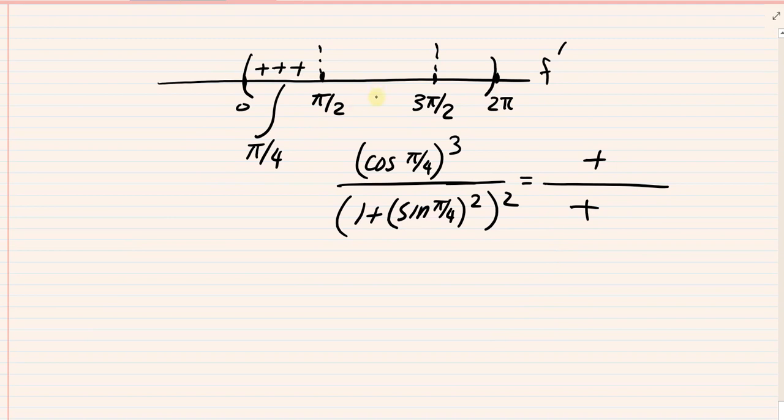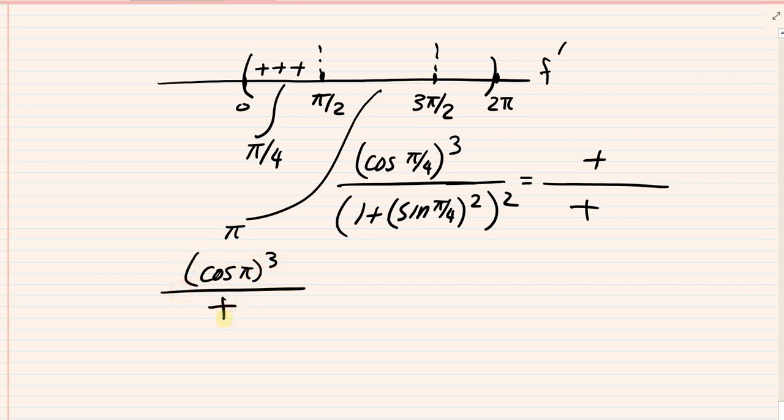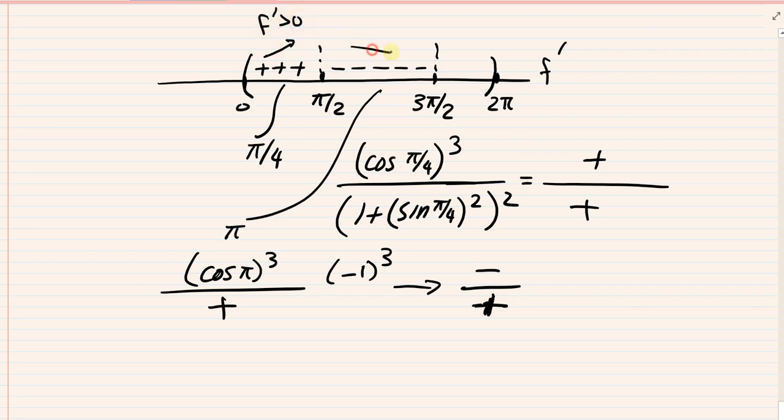Now, between pi over 2 and 3 pi over 2, that's between 90 and 180, let's choose pi. Okay, now we have cosine of pi cubed over the denominator. Remember, it's always a square, so it's always positive. I don't even test in that. Cosine of pi is -1, -1 cubed. So you have negative over positive. Therefore, f prime will be negative. F prime positive, f prime negative. So transition from positive to negative, that's going to be a local or relative max.